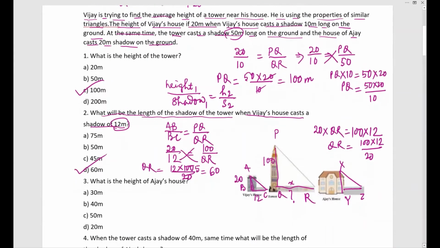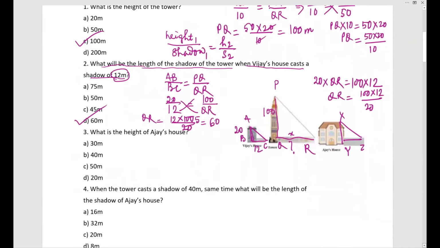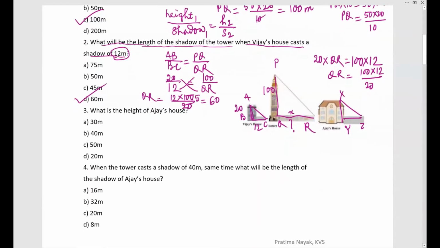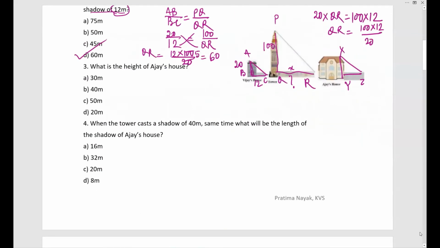Next question. Coming to question number 3. Question is, what is the height of Ajay's house? Let us see what was given for Ajay's house. For Ajay's house, it was given that the shadow was 20 meters. So let us mark shadow was 20 meters.